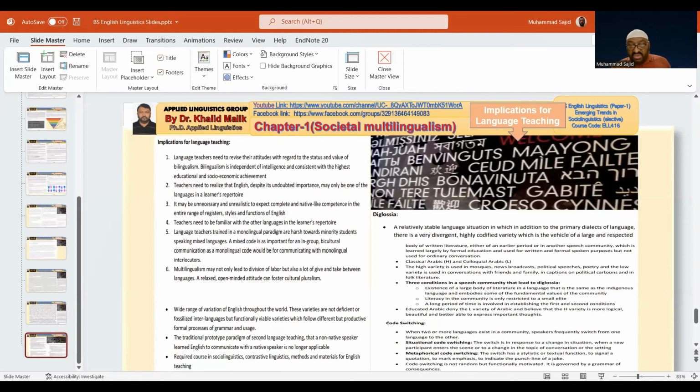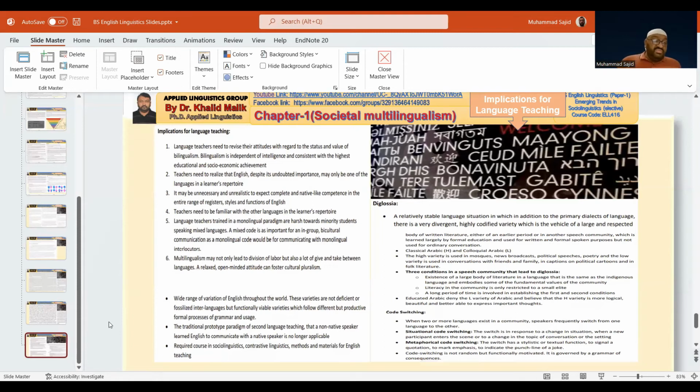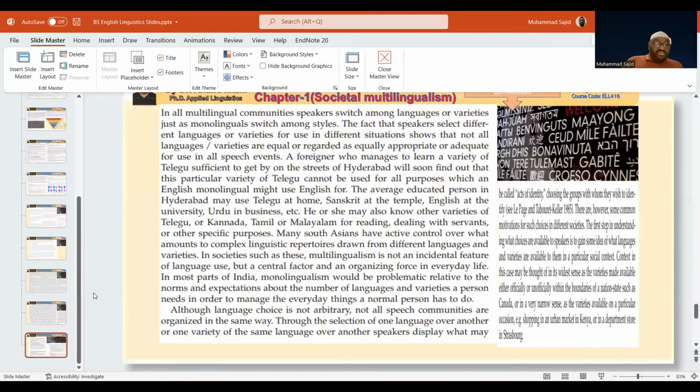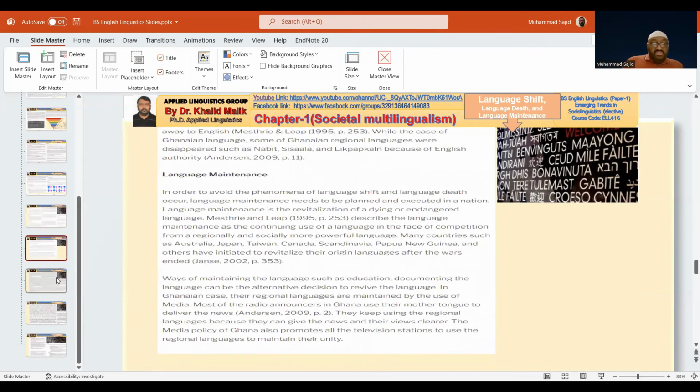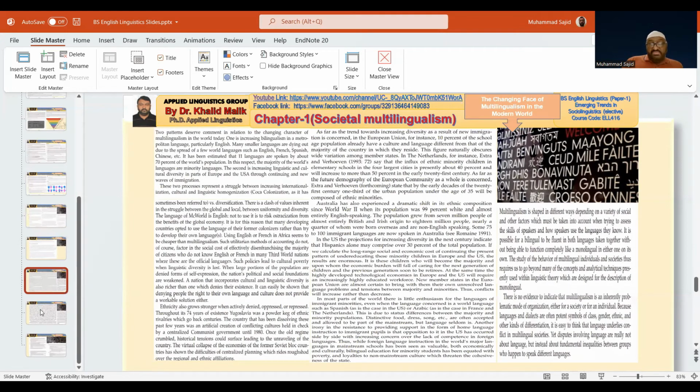Code switching is not random but functionally motivated. It is governed by a grammar and consequence. So that's all about code switching. So we have today discussed language shift, language death, and language maintenance. First I introduced and then I have discussed these things. And then I discussed the changing phase of multilingualism in the modern world.